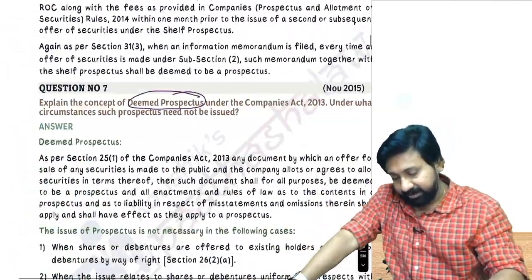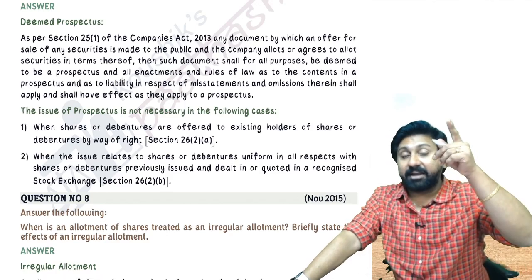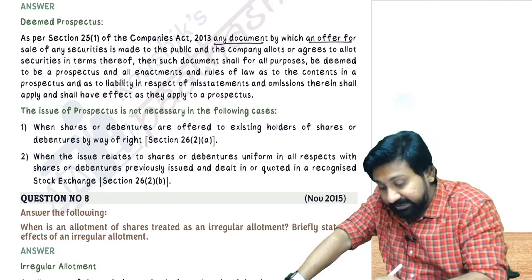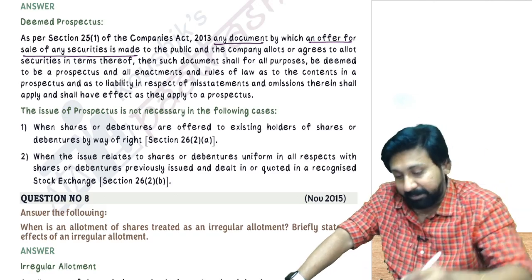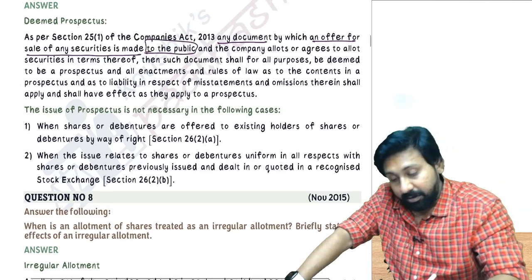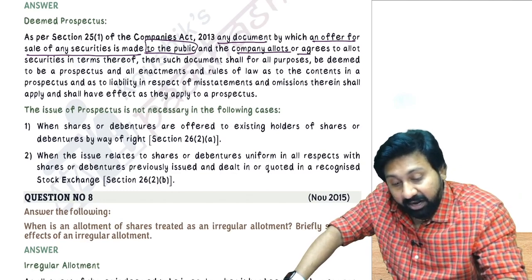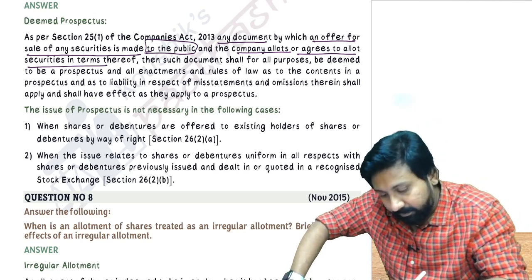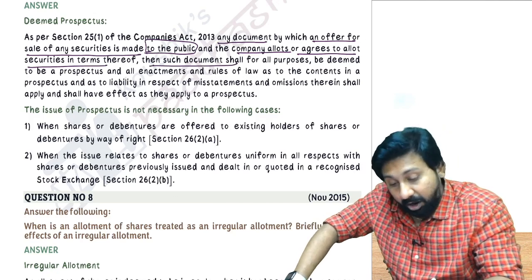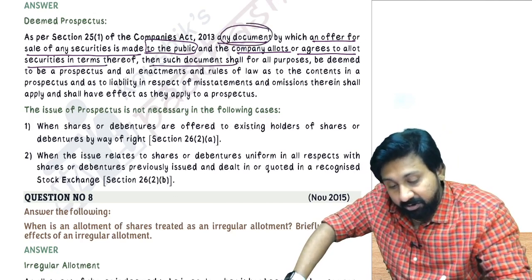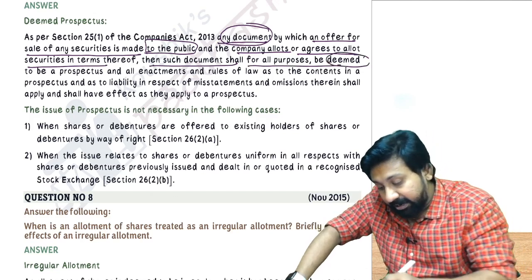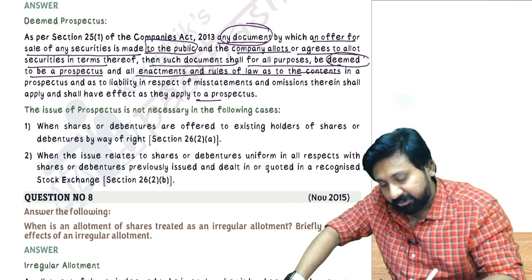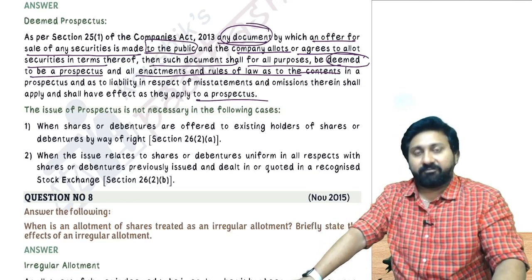Okay, let's see. Now keep the diagram in mind, read it. Any document by which an offer for sale of securities is made, issue house to public, and the company allots or agrees to allot securities, then such a document, which document? Offer document, shall for all purposes be deemed to be a prospectus, and all the rules of law etc. will be applicable also for that application form, for that offer letter.